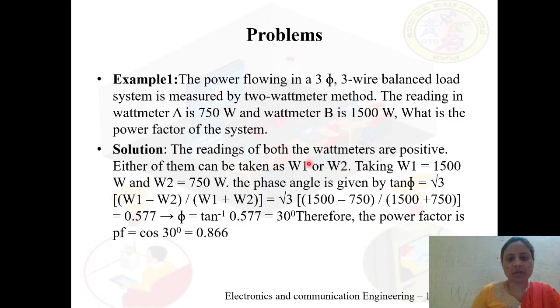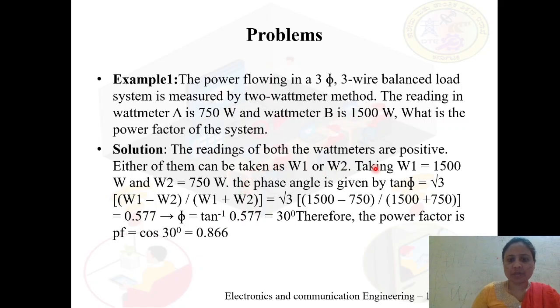Now let us take the problems. The power flowing in a 3-phase 3-wire balanced load system is measured by the 2 wattmeter method. The reading in wattmeter A is 750 watt and wattmeter B is 1500. What is the power factor, cos phi?